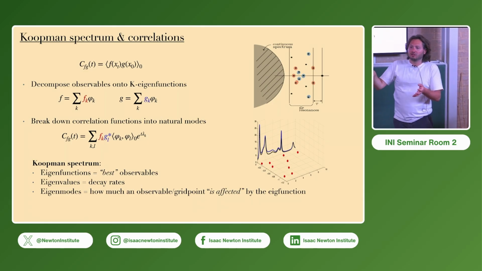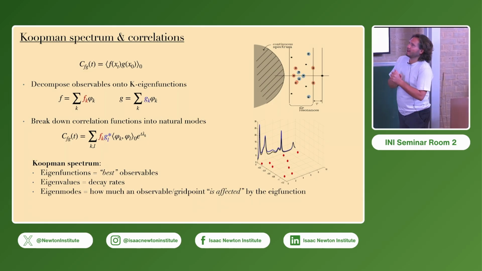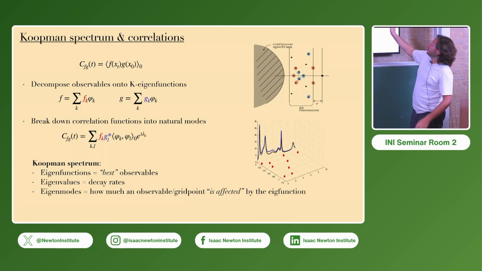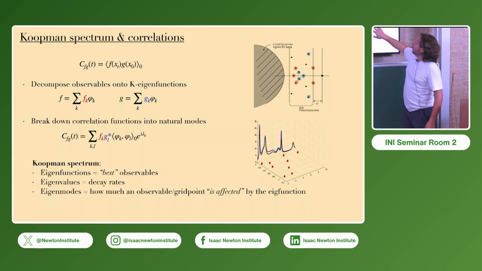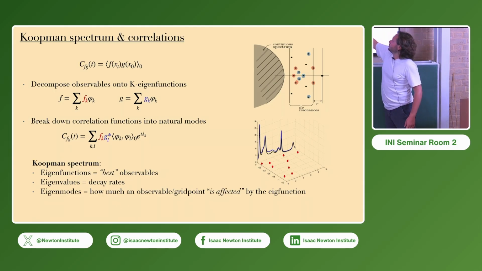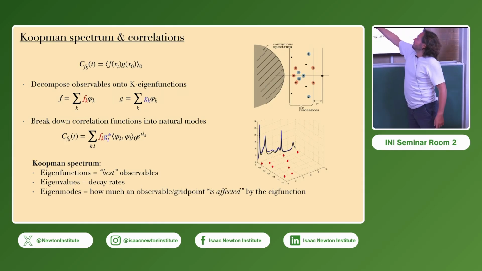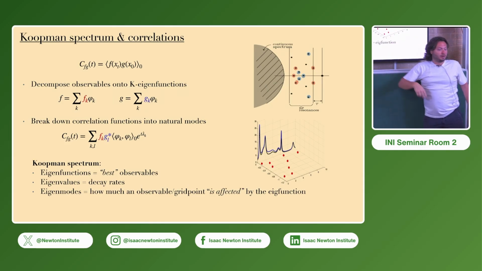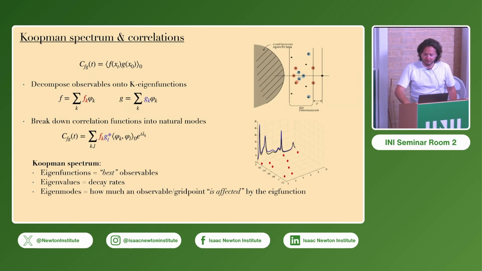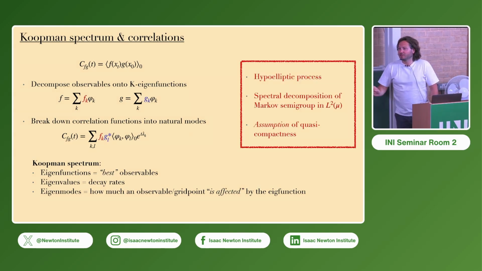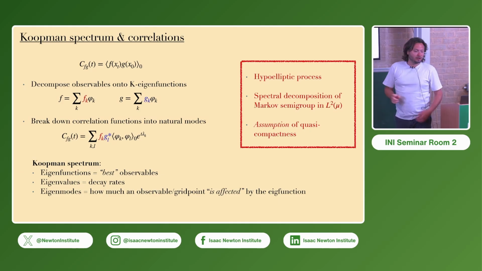an eigenfunction affects a specific grid point, if you think of observables that are defined in space. But the point is, you have a bunch of eigenvalues. These eigenvalues here, the closer they are to the imaginary axis, the more they give you resonances in the power spectrum and correlation functions.